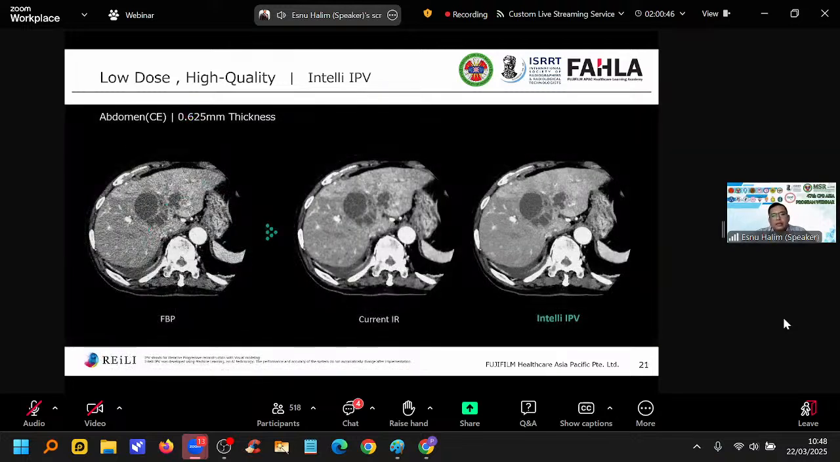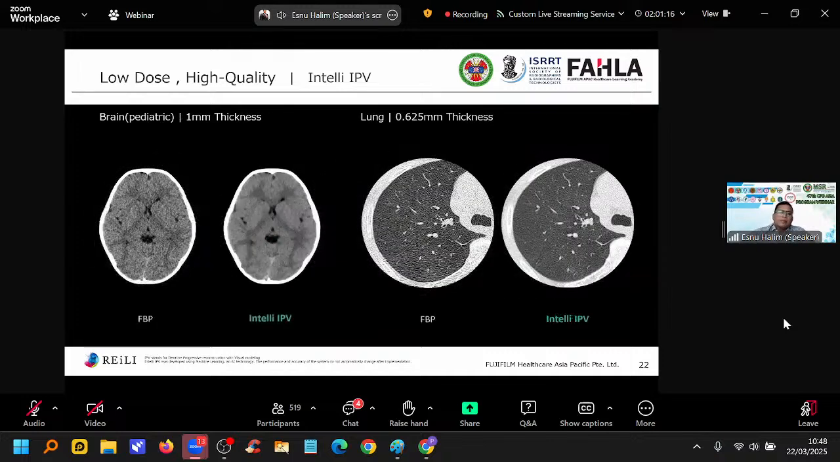In the abdomen, you can see with Intelli IPV, you can still see the texture, you can see the border clearly, while when you look at the current iterative reconstruction, those that are available on most of the scanners, you will kind of struggle to look at the border and really pinpoint it, because we still sometimes need the noise, but the most important thing here is we want to keep the texture of the image. So here you can see on the brain, these are pediatric images with 1 millimeter thickness.